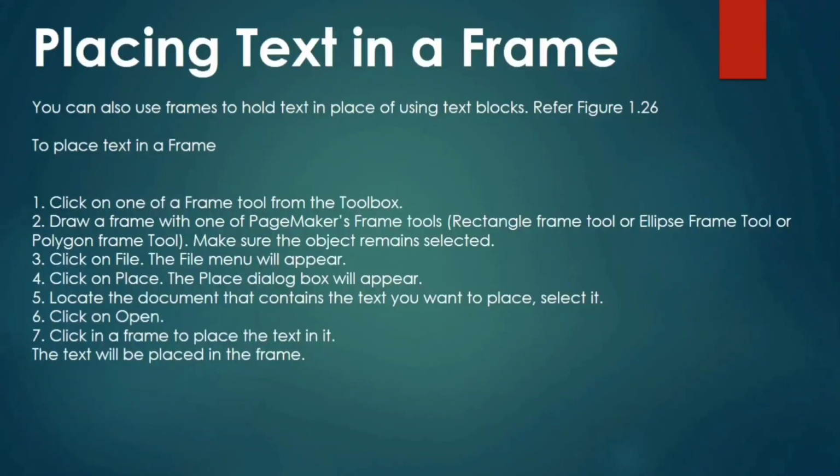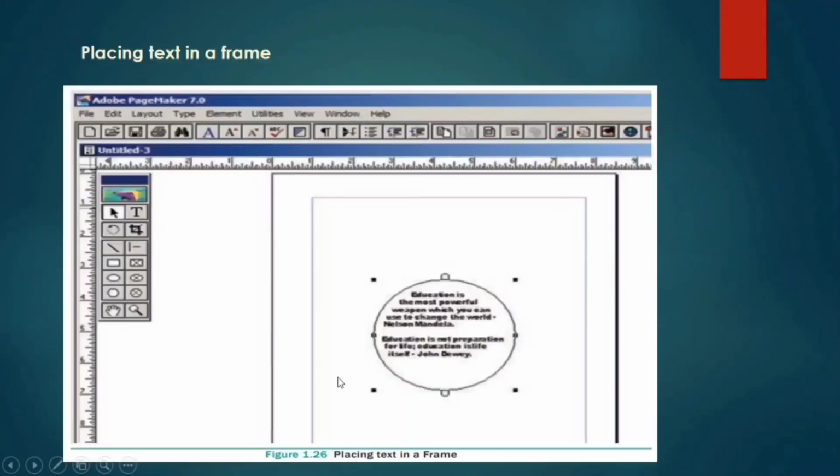To place text in a frame, click on one of the frame tools from the toolbox. Draw a frame with one of PageMaker's frame tools: rectangle frame tool, ellipse frame tool or polygon frame tool. Make sure the object remains selected. Click on File. The File menu will appear. Click on Place. The Place dialog box will appear. Locate the document that contains the text you want to place. Select it. Click Open. Click in the frame to place the text in it. The text will be placed in the frame. Here you can now see.